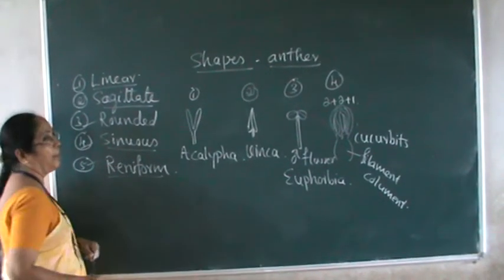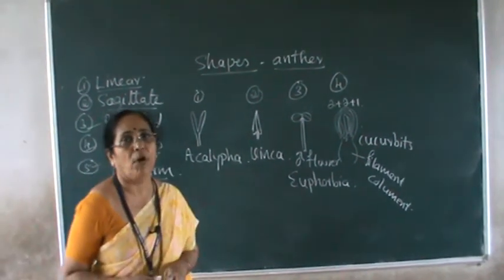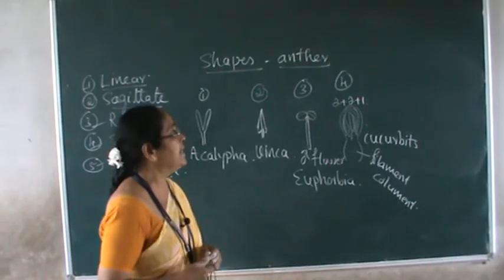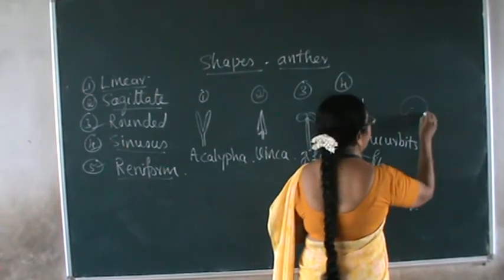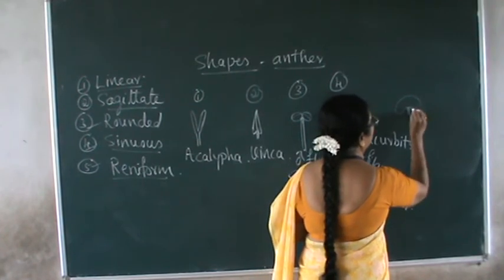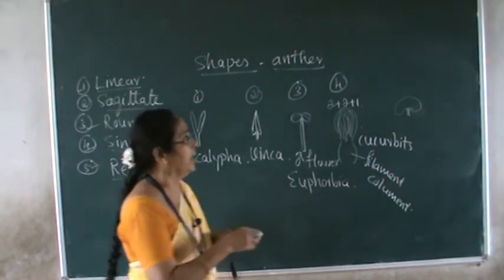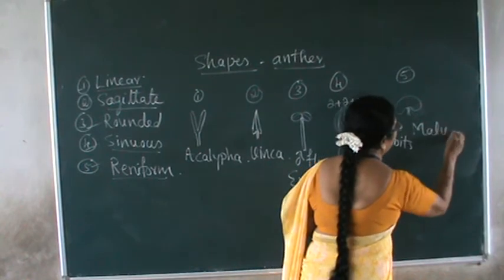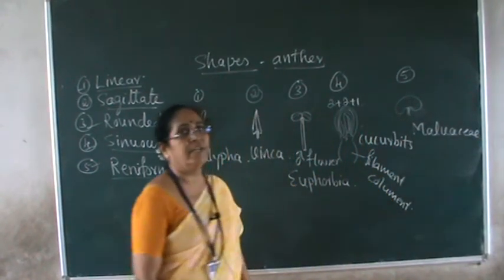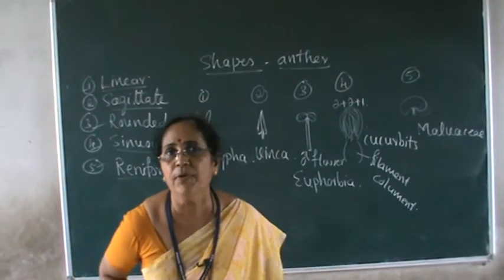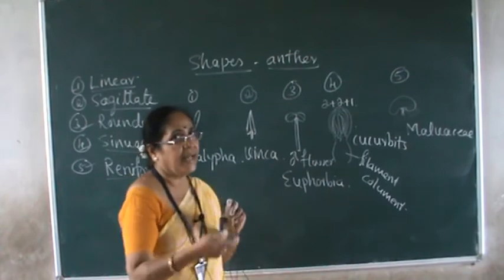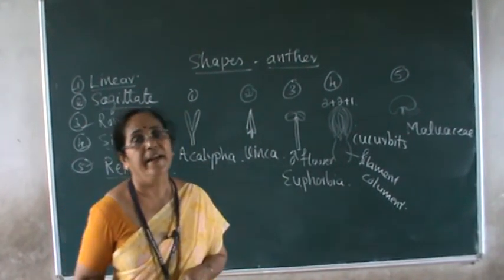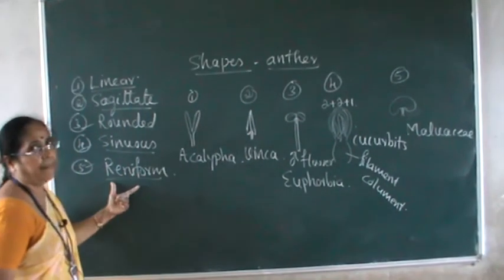The next is reniform, renal, kidney. So this is connected with the kidney shape. If the anther is bean seed like or kidney like in appearance, this is the shape. And this is the most common feature of family Malvaceae, the entire family Malvaceae. Just now you have taken the example for monothecous type of anther. It is one celled anther, because of that we call it monothecous. This is reniform. It is bean seed like or kidney like in nature, and that shape is called reniform shape. Okay, got it?